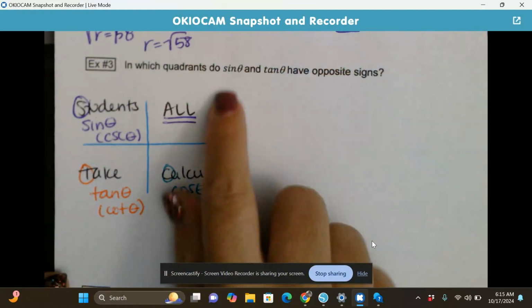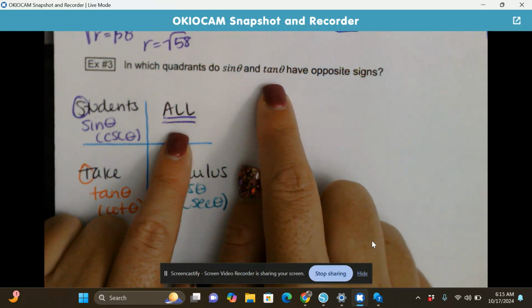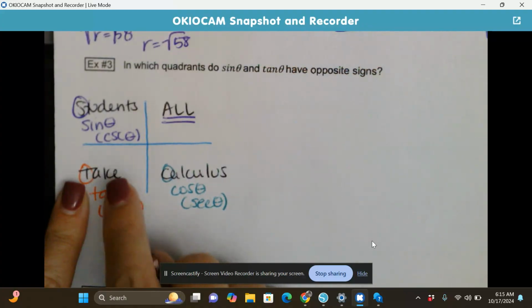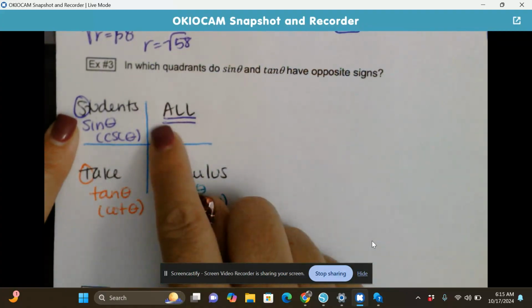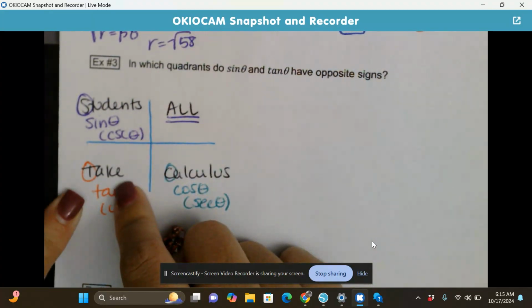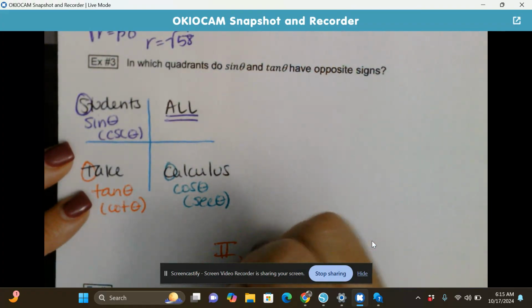So in other words, if we want to know in which quadrant sine and tangent have opposite signs, well, here they're both positive. Here, tangent is positive and everything else is negative. So we do know that 3 is an answer. And here, sine is positive and everything else is negative. So sine's positive here, tangent's negative. Tangent's positive, sine's negative. So our answer here would be 2 and 3.